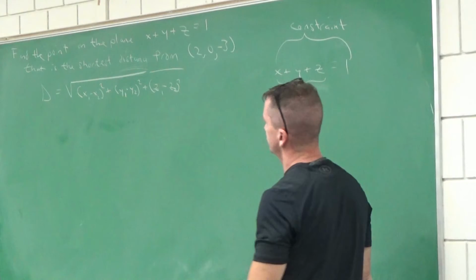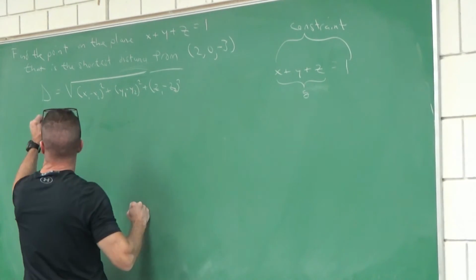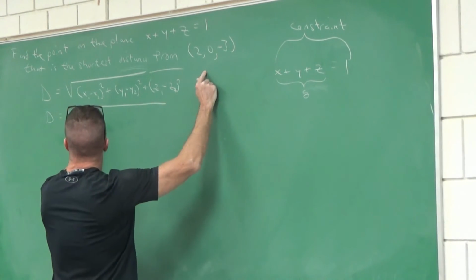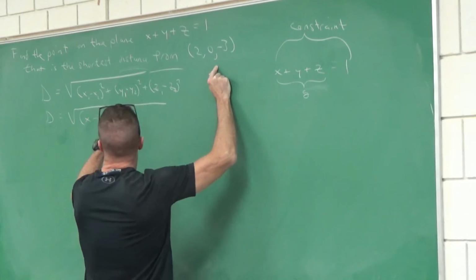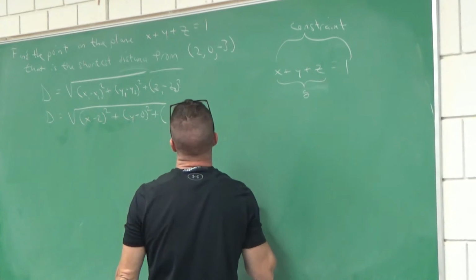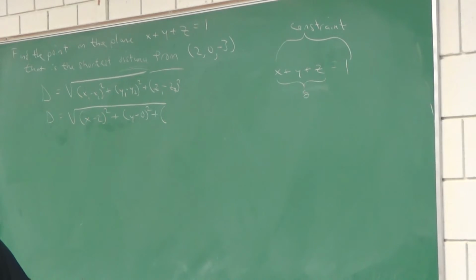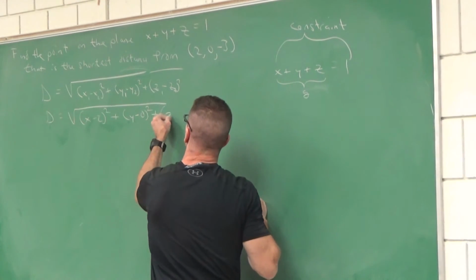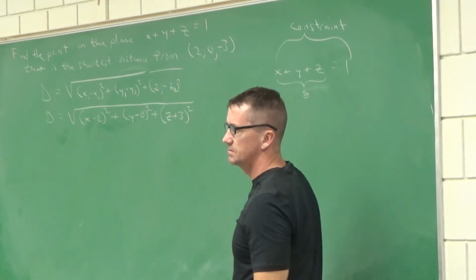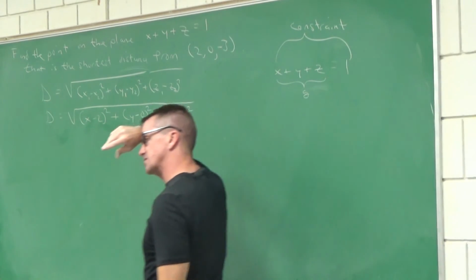That's your g. Now, where are we plugging this point in there? So I'm going to write it again: x minus 2 squared plus y minus 0 squared plus z plus 3 squared, since we got a point 2, 0, negative 3 here. So far, so good? There's your f, there's your constraint. We're going to get some gradient vectors in a second.